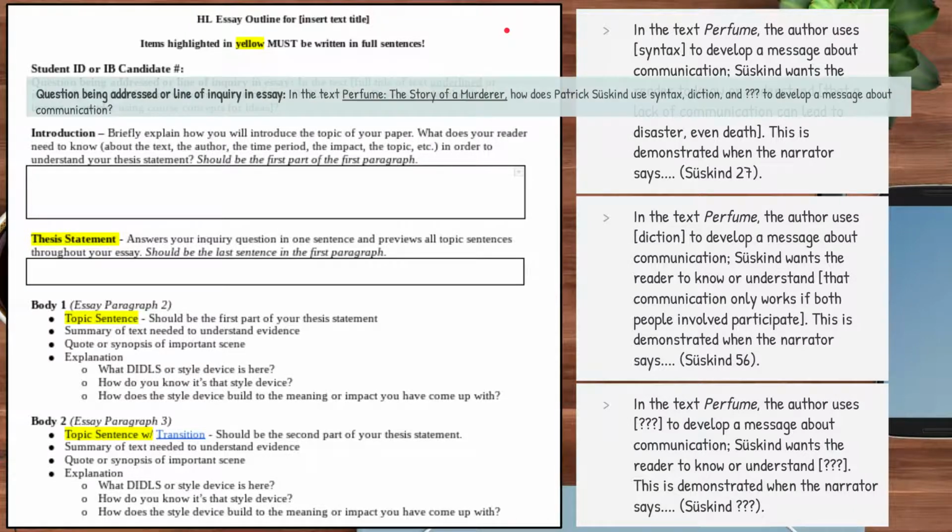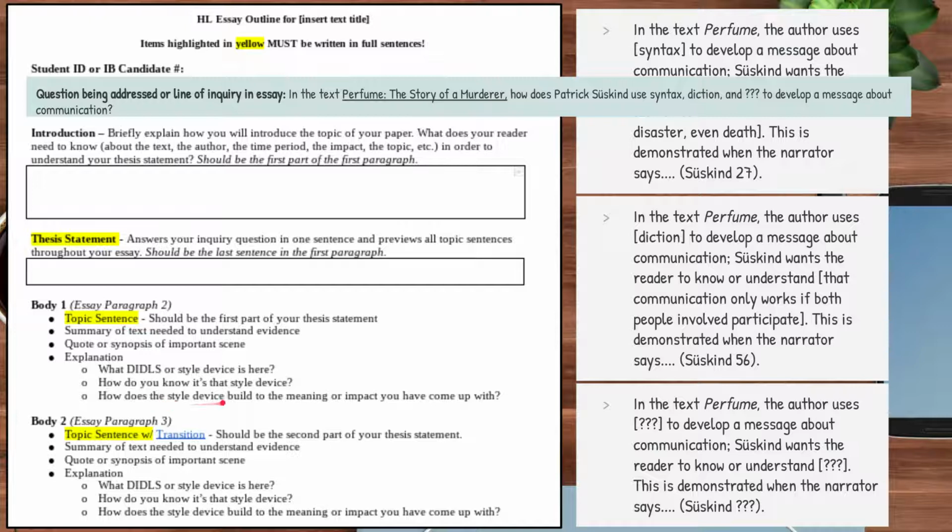When I put all that together from using my body paragraphs, I would have: In the text Perfume, the Story of a Murderer, how does Patrick Süskind use syntax, diction, and blank to develop a message about communication? Pretty simple. The next thing you can move on to is the introduction, about how you're going to introduce the topic of your paper, etc. But the next thing I want to focus on for this demo is the thesis statement.